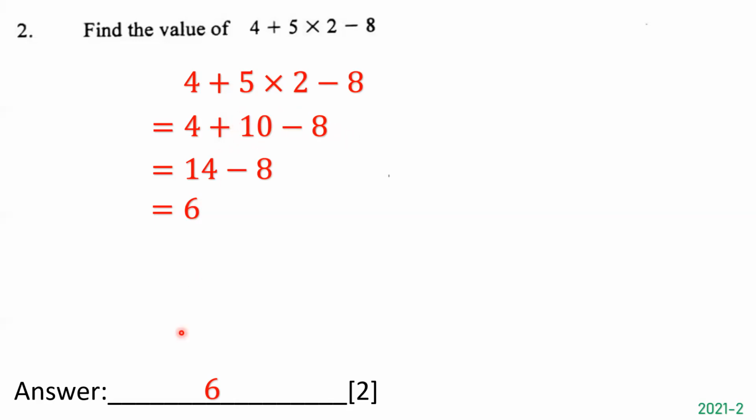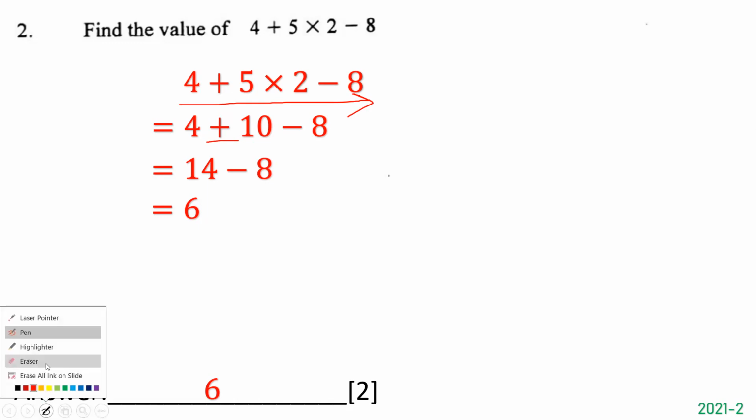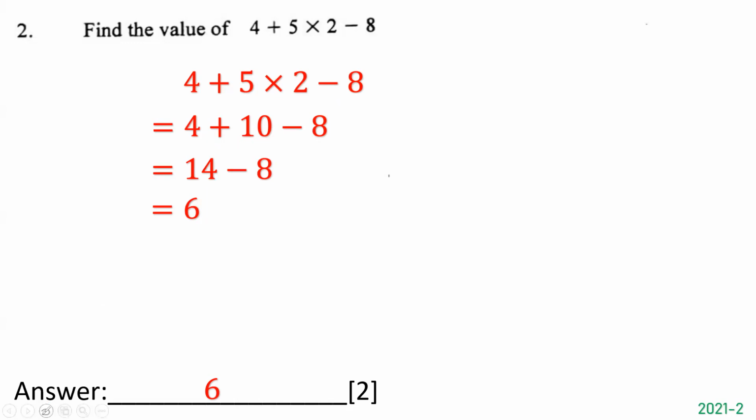Notice that if we look at this from left to right, the addition comes first and then the subtraction. So that means that we are definitely going to add first. And so we have 4 plus 10, and 4 plus 10 is definitely 14. And we do 14 minus 8. What is 14 minus 8? Well, 14 minus 8 is definitely 6. So the answer here is 6.